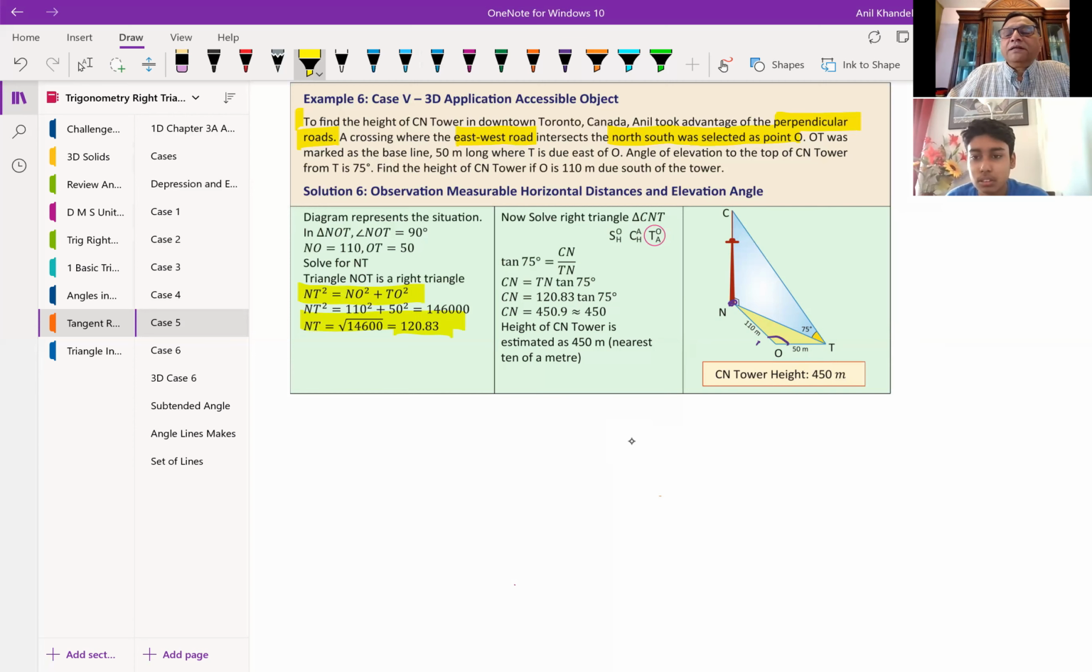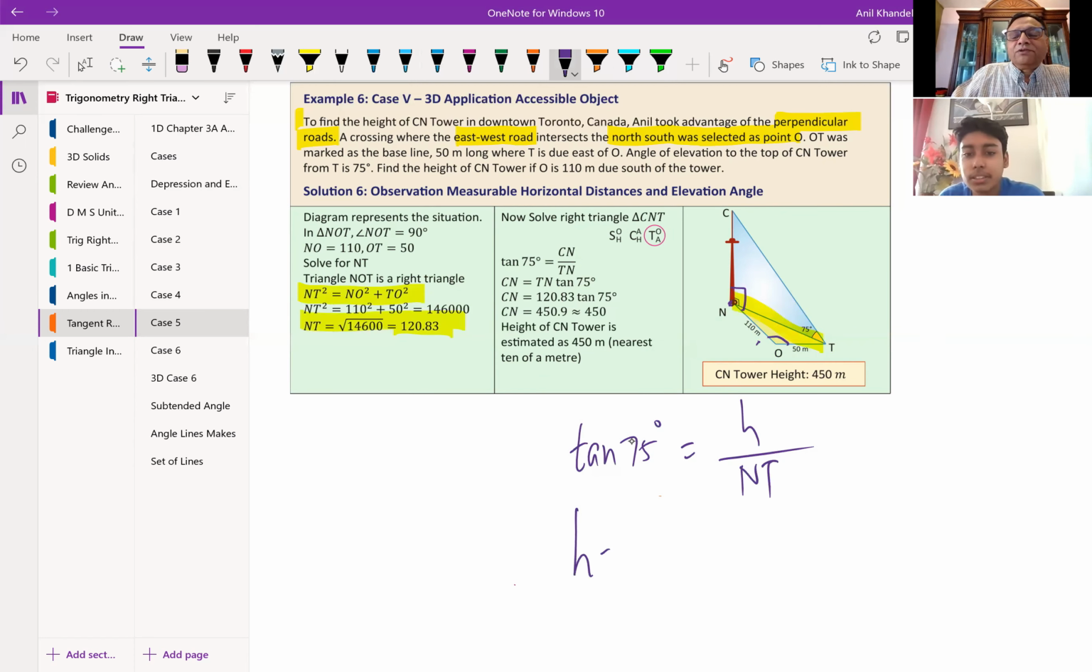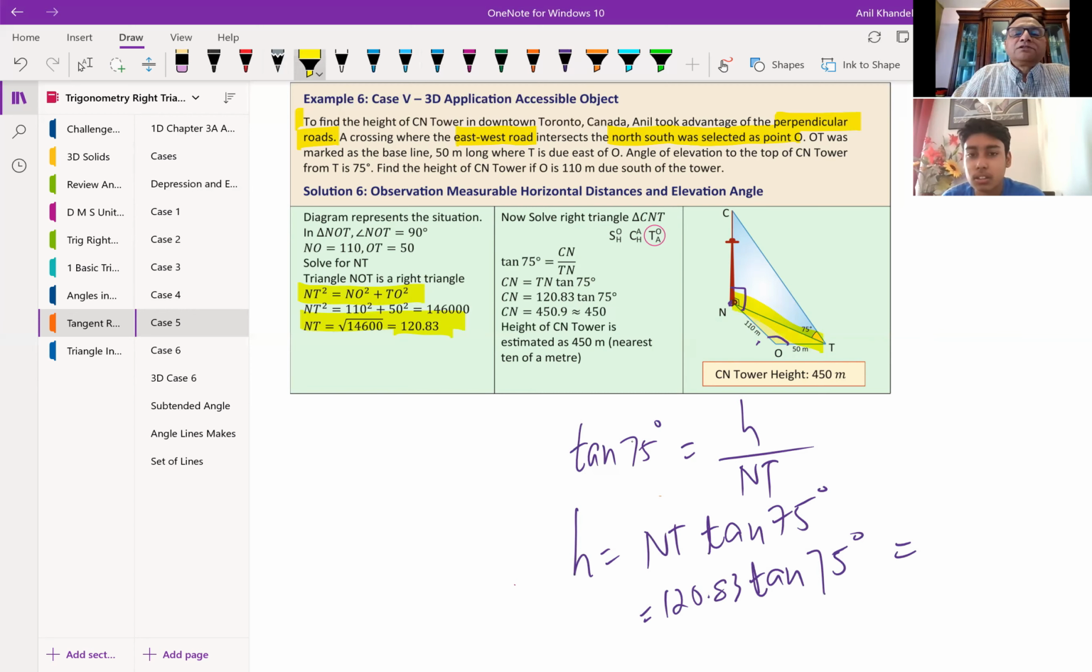Perfect. Once you have NT, now you can see that is a right angle triangle also, right? Because the CN Tower is standing here, so this is the right angle triangle. So now you can say tan of 75 is what, correct? Height of the CN Tower over the distance NT, right? So height, yes sir, equals NT times tan 75. Which would just be 120.83 tan of 75. Yes. You can use a calculator to calculate this value. So these approximate results give you a height of the CN Tower as 450, which is pretty accurate.